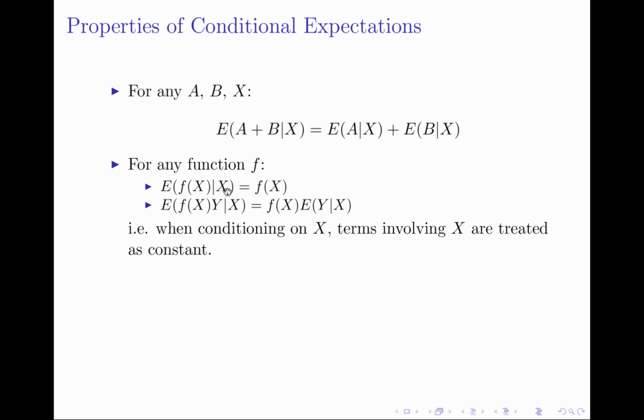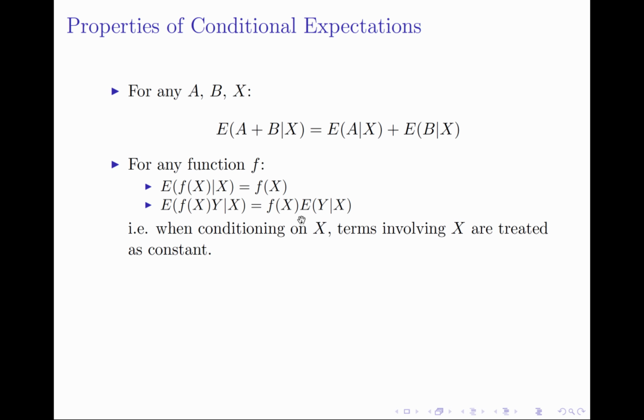By saying conditional on X, we are saying we know X, and therefore there is no averaging to be done. It gets treated as a constant. Similarly, if we have a slightly more complicated expression, like the expected value of f of X times Y, where Y is some other random variable, conditional on X, then the f of X continues to get treated like a constant, and it comes outside of the expectation.